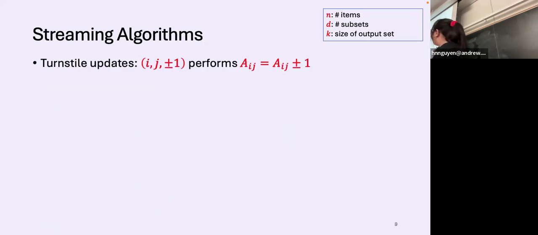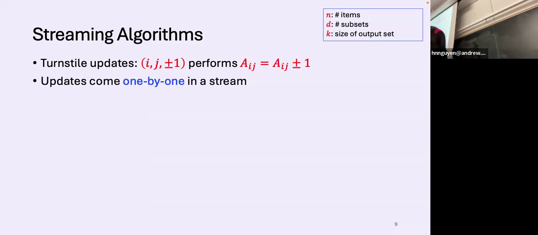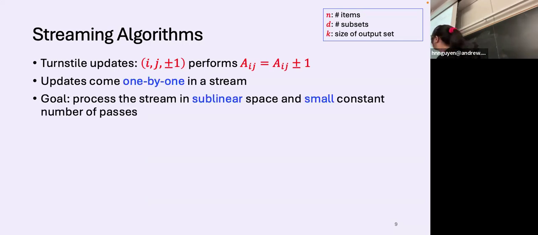Okay, so here we're going to focus on turnstile updates. You can think of each update as (i, j), and it's going to be either +1 or -1. Remember our matrix representation before, we're just going to update one specific entry of this. Equivalently in the graph model, this means I'm getting an edge or deleting an edge from my graph. These updates come one by one in a stream. The goal is to process the stream in sublinear space and ideally a small constant number of passes. For the rest of this talk, we're only really going to talk about one-pass algorithms.